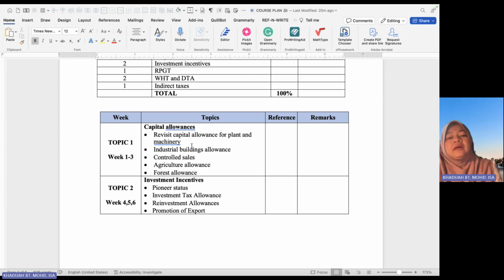So we are going to look into capital allowance. You have done this in your Tax 1 for capital allowance for plant and machinery. For Tax 2, we are going to revisit capital allowance on plant and machinery. This topic is very important, because you need to understand how to compute capital allowance, because later when you do your corporate taxation, you have to compute your capital allowance.